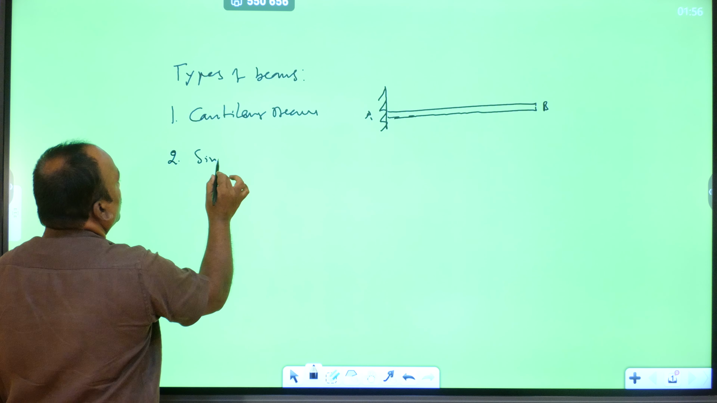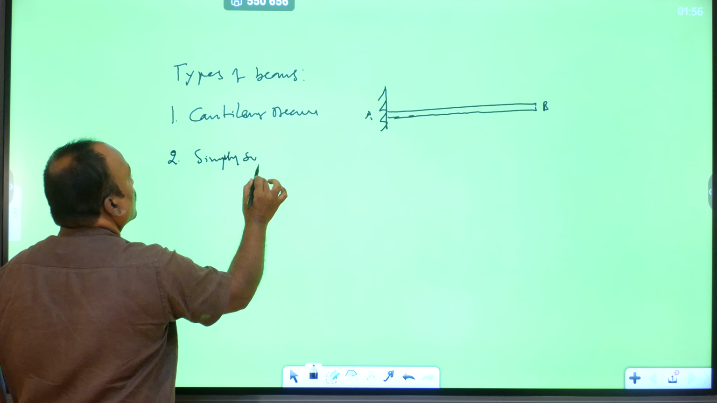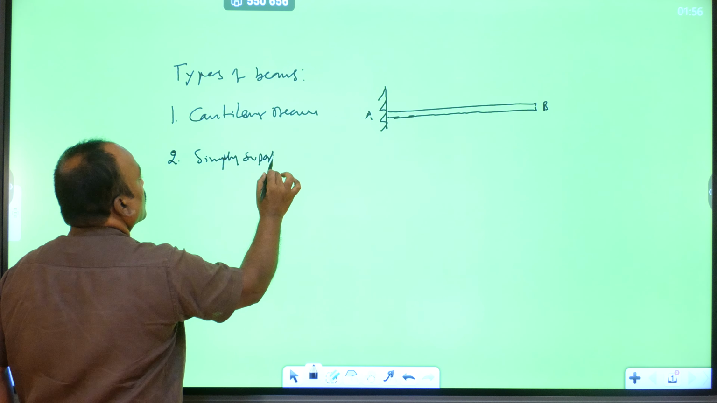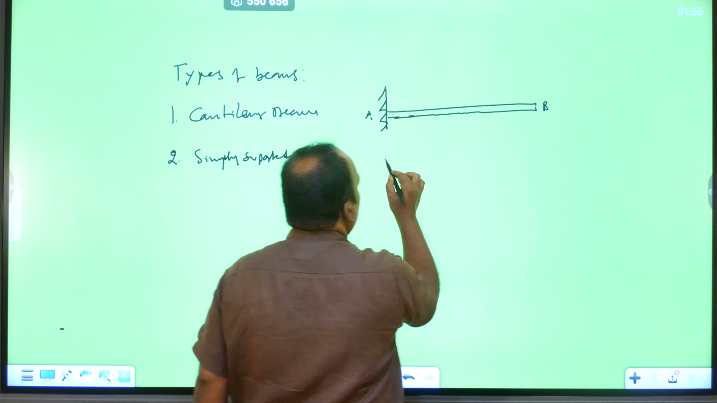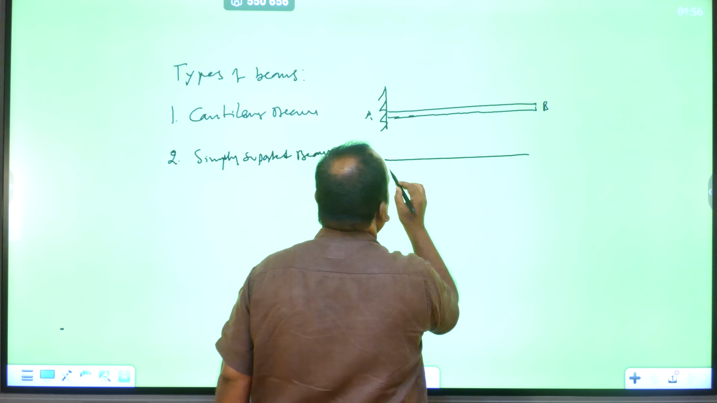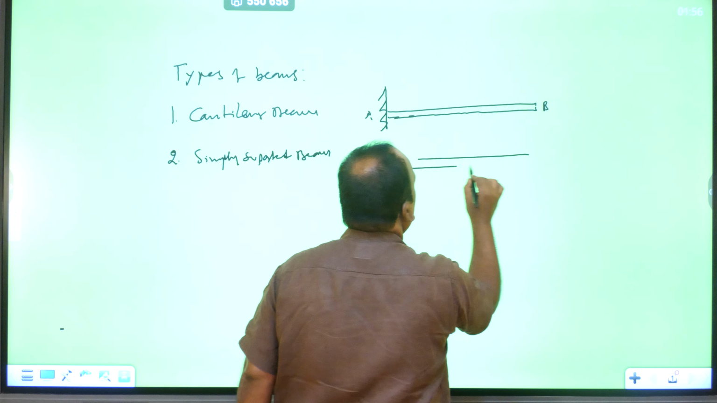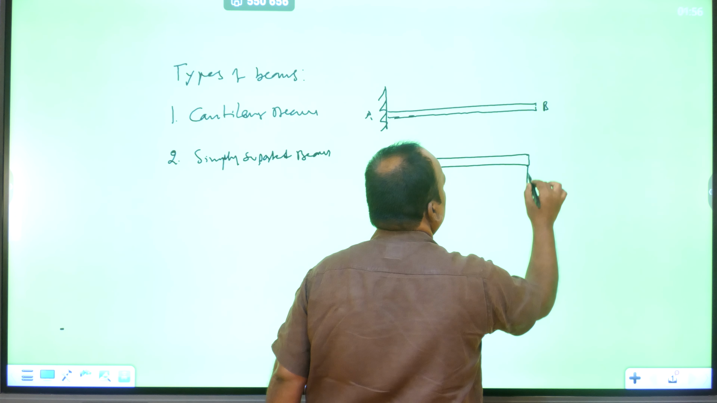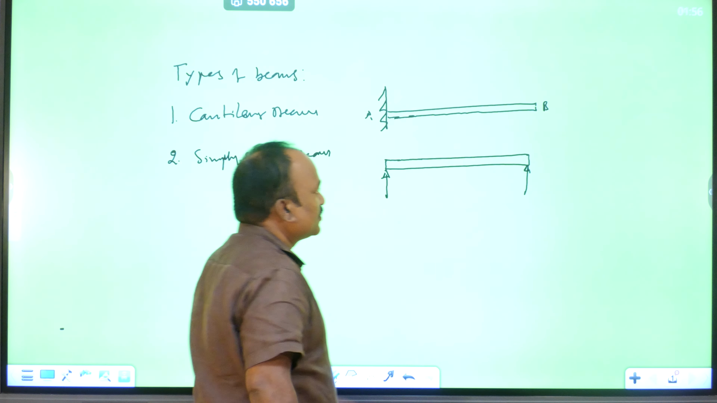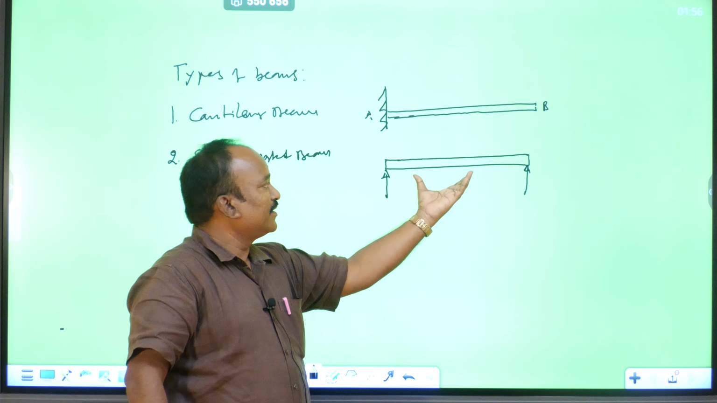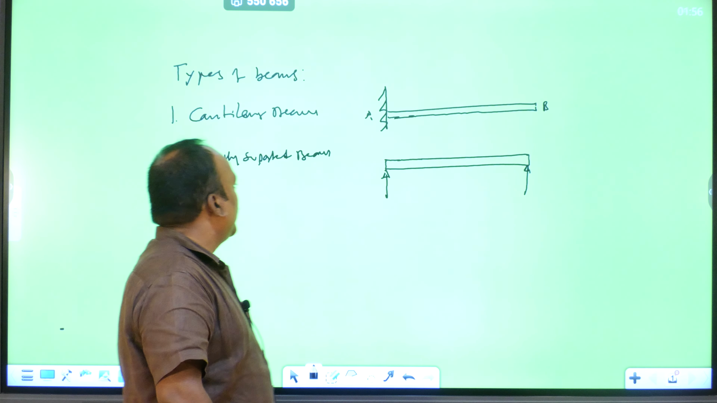Simply supported beam. Simply supported beam means both ends are supported by some supports. So this is the beam, this is one of the supports, this is the other support. So both ends are supported. That means simply supported beam.